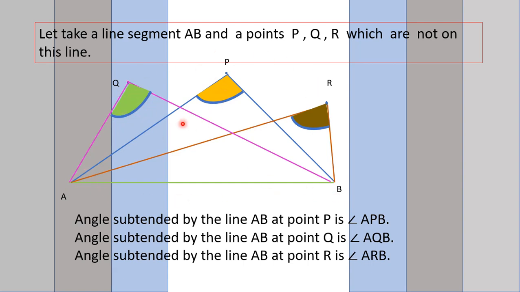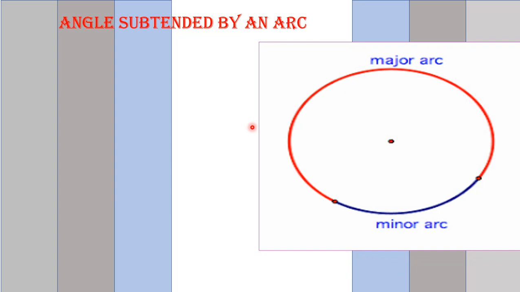So here we understand the meaning of the angle subtended by a line segment at a point. Now let's talk about what happens when we take points on the circle.